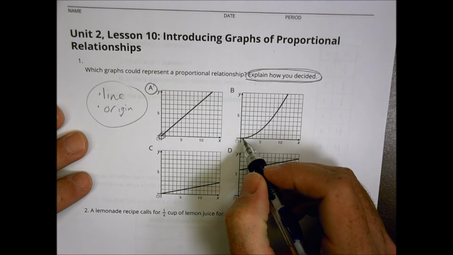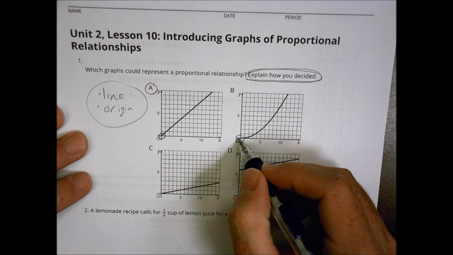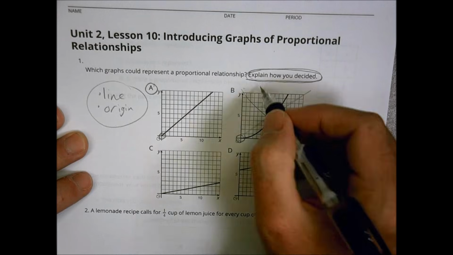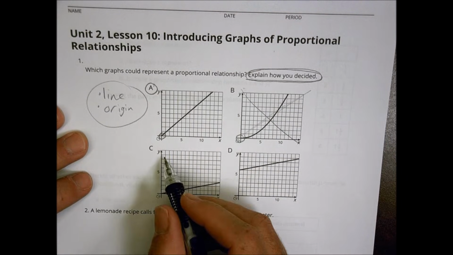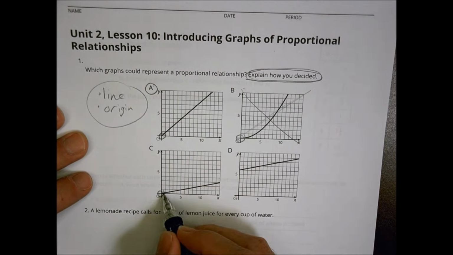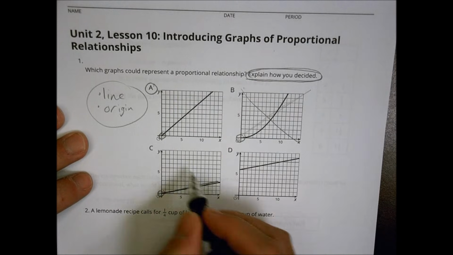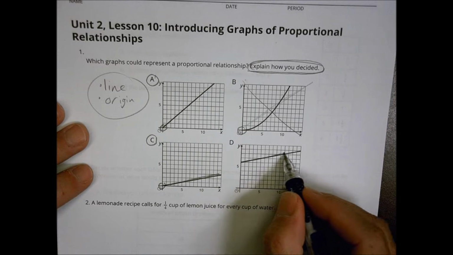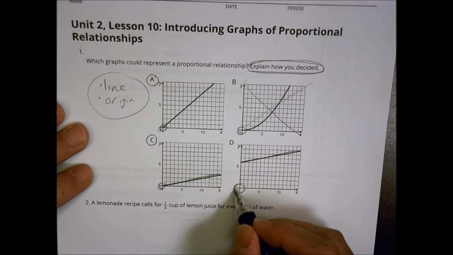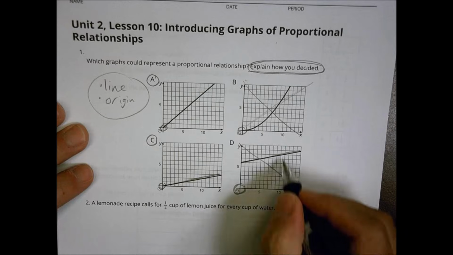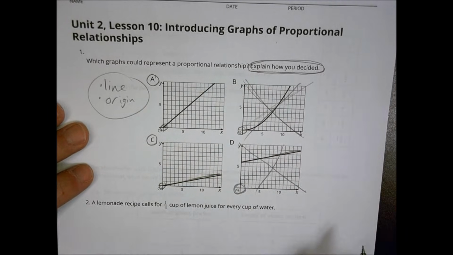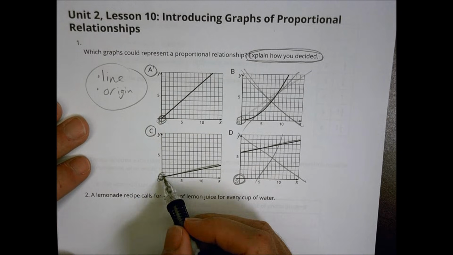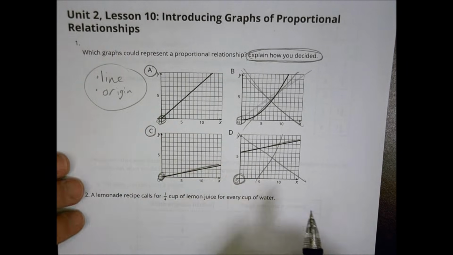For B, it includes the origin, but that is not a line, so we would not go with B. So B is a no. For C, we include the origin, and it's still in a straight line, so we can include C. D is in a straight line, but it does not include the origin, so it would not work either. Okay, so those are the two common mistakes there. These are the same. Origin, origin, line, line, they're good.